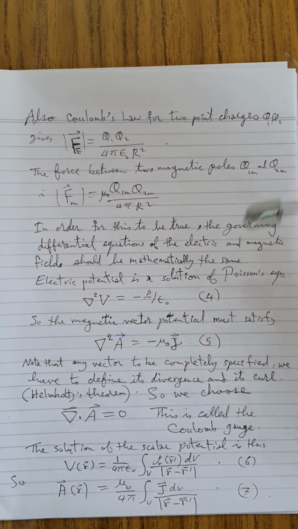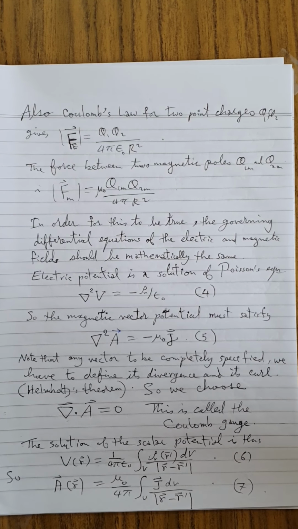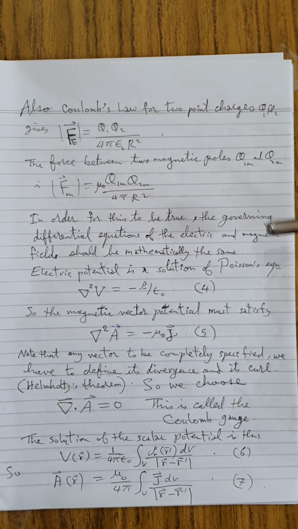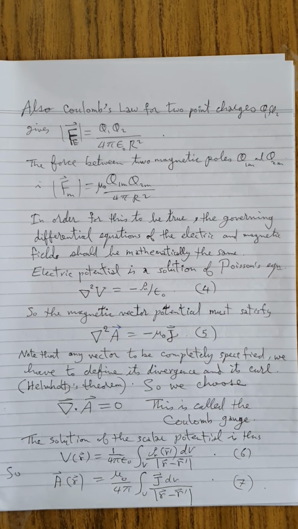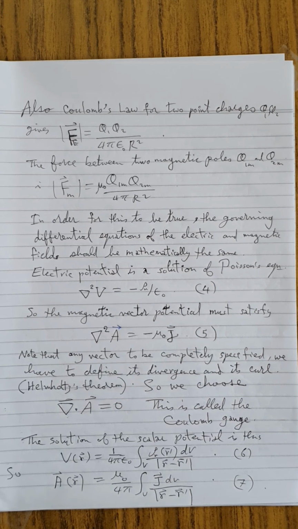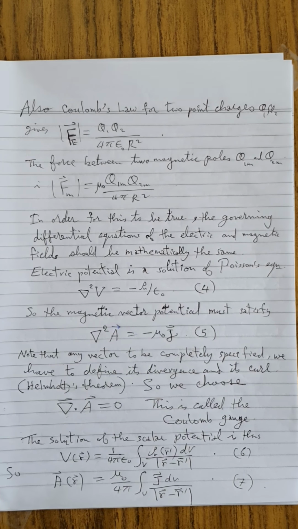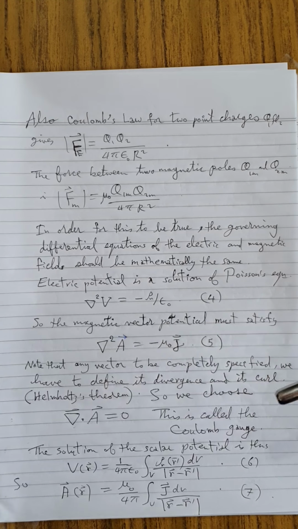In order for this to be true, the governing differential equations of the electric and magnetic fields should be mathematically the same. The governing equation for the electric potential is Poisson's equation, del square V equal to minus rho V over epsilon naught. So we expect that the magnetic vector potential will satisfy Poisson's equation, but for a vector, not a scalar.